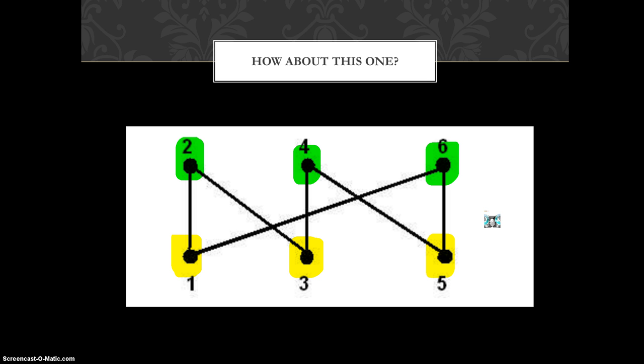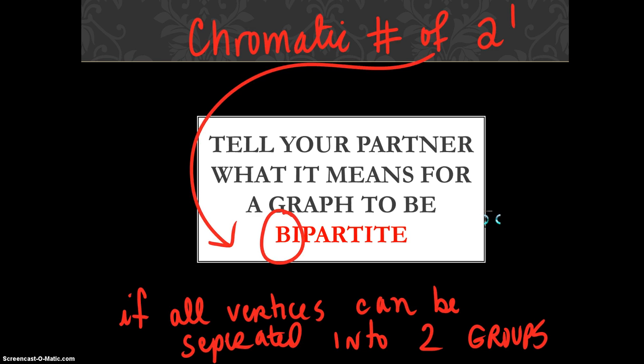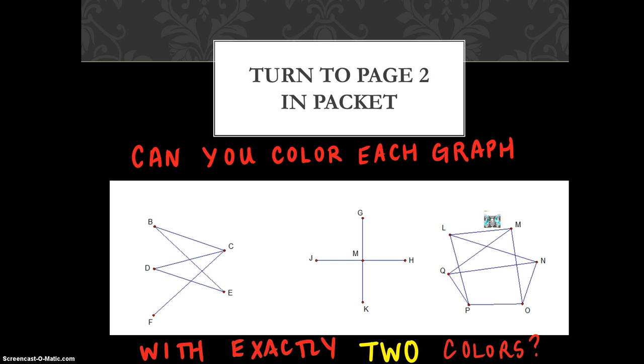No green is connected to green, and no yellow is connected to yellow. All right, so turn to yourself and tell yourself, what does it mean to be bipartite? Remember, graphs with a chromatic number of 2, and the vertices can be separated into 2 distinct groups.